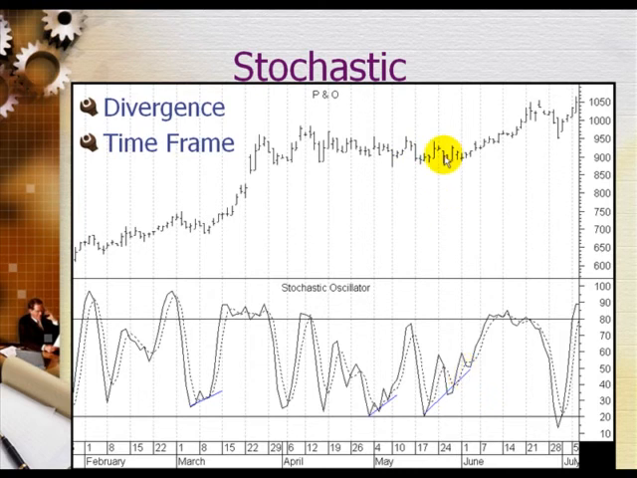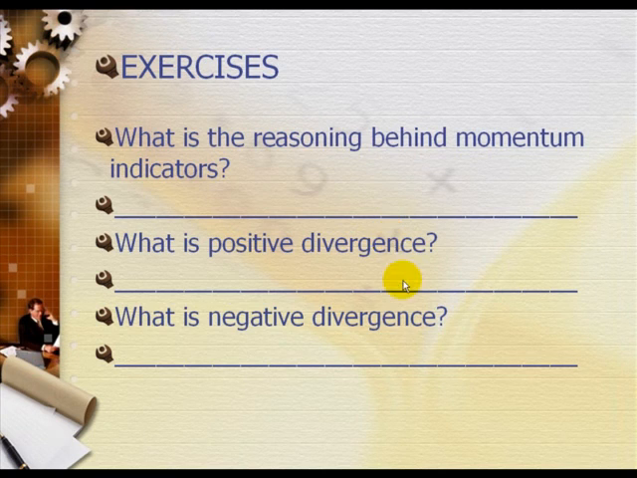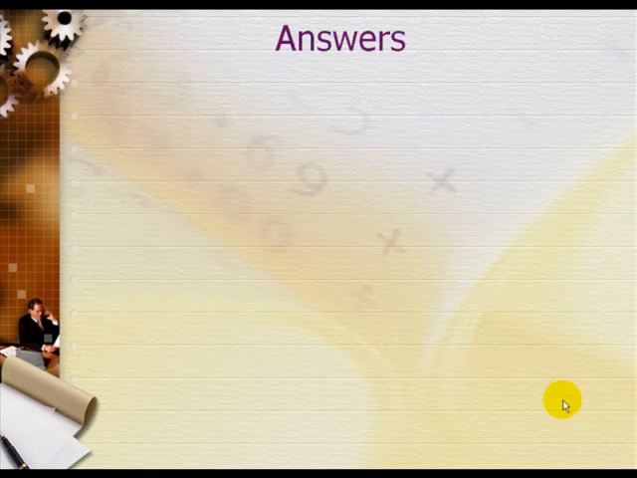Okay, let's try an exercise. What's the reasoning behind momentum indicators? What is positive divergence? What is negative divergence? Have a think. You can put it on pause if you like. And if you want the answer, you've still got a chance to put it on pause. But if you don't, then here's the answer.